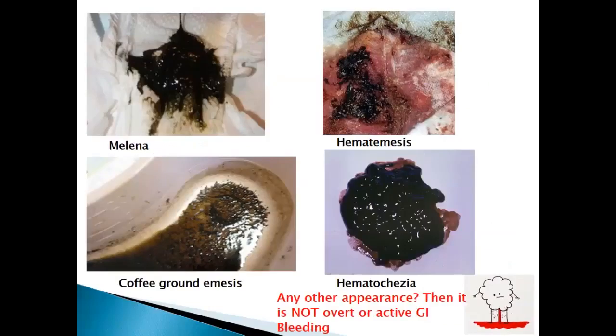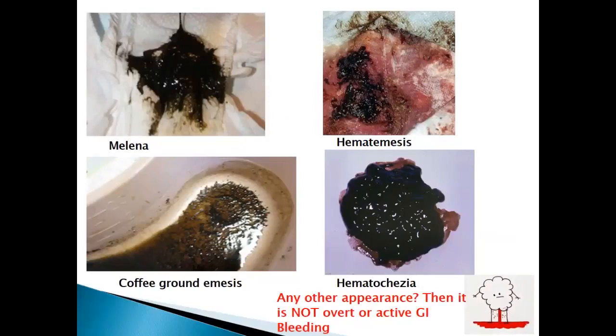So here's a picture of the overt bleeding. Melena is the top left. Notice how it's tarry. I know it's lunchtime. I didn't think about that, but hematemesis is on the top right, so it just looks frankly bloody. It won't be a question. It'll look like blood. And then coffee grounds will just look like liquidy coffee grounds.